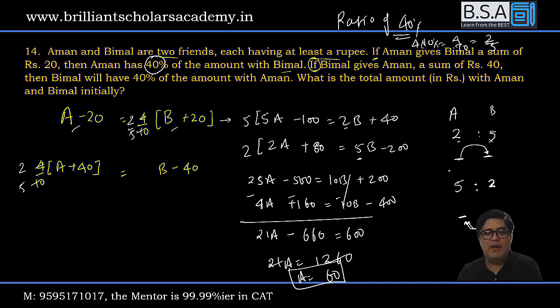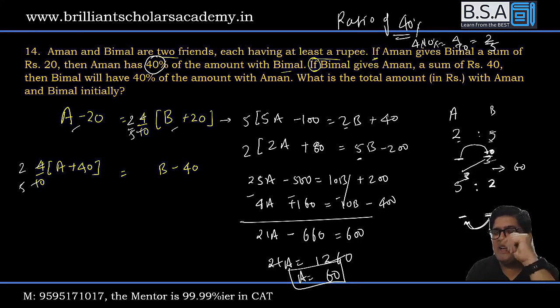One way I'm able to think, one way I'm able to connect the two is, look, in the first case Aman was giving 20 rupees and in the second case Bimal is giving 40 rupees. If I look at final ratios, what it feels like to me is, taking 3 rupees from here and giving it to this one. Those 3 rupees are equal to 60 rupees. Let me check this. Let me guess this. Those 3 rupees are equal to 60 rupees. That means these will be equal to 40 rupees. These will be equal to 100. These will be equal to 150.